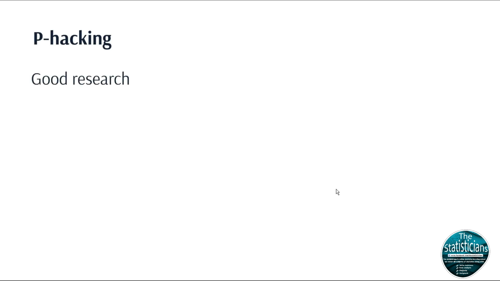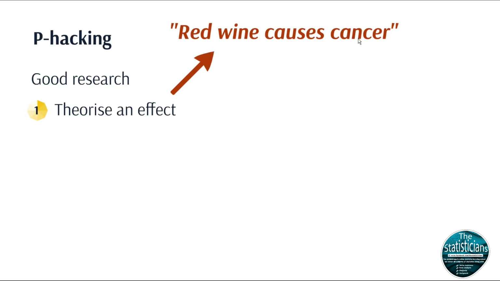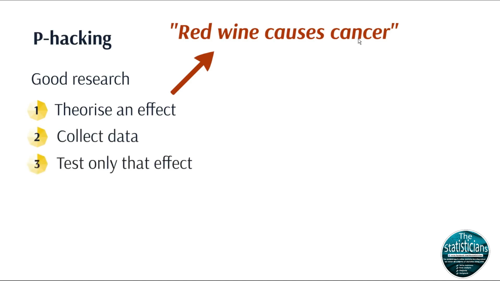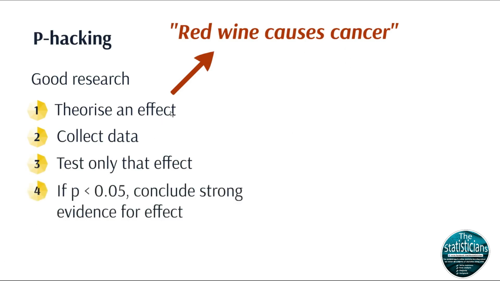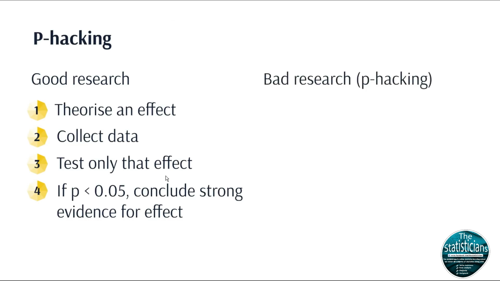Well, in good research, what you do is you theorize some kind of effect, and maybe that might be that red wine causes cancer. Let's just say that as our example, right? We then collect our data and we test only that effect, red wine causing cancer. And if we find the p-value of this test is less than 0.05, we can conclude some strong evidence for the effect of red wine on cancer. And that's all well and good, and that's good research. That process of theorizing some effect, then collecting your data and testing that exact effect is how one conducts good research.